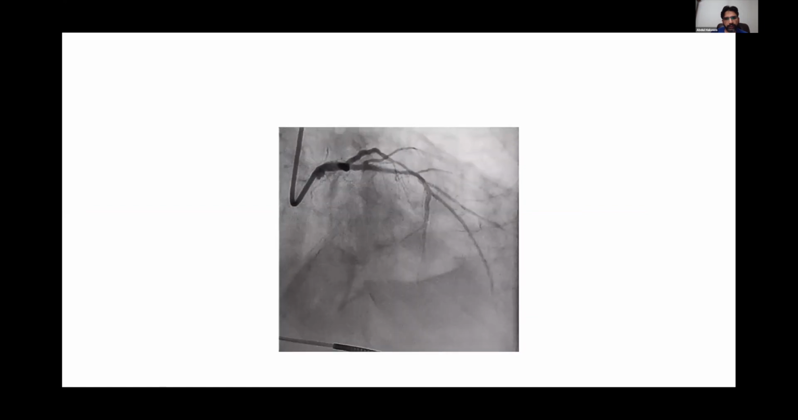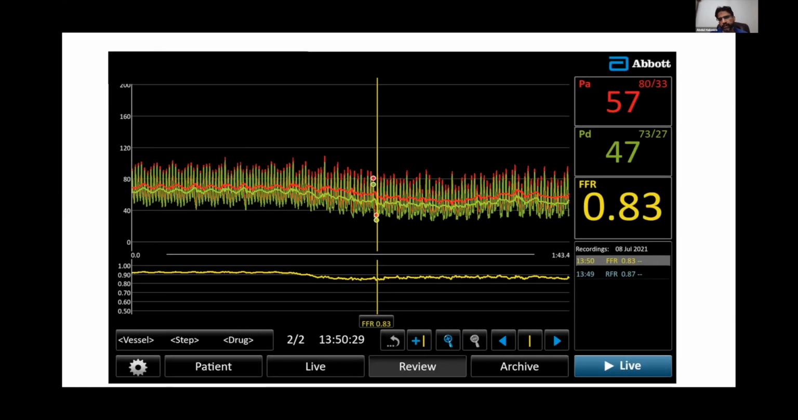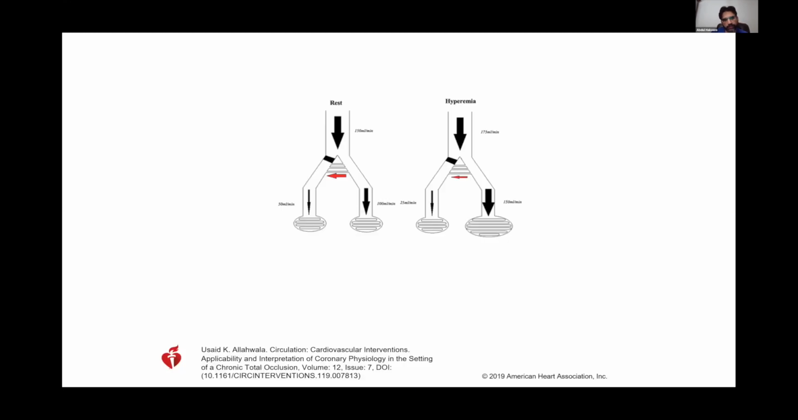And the FFR of the LAD was 0.83, like Dr. Berlakis said. So this is an individual who had CTOs of 2 arteries, had ischemic cardiomyopathy, and an LAD that was non-ischemic. And this is a nice review that was written by Dr. Berlakis and his colleagues. And it nicely demonstrates the physiology of a donor artery to an occluded segment via collaterals.